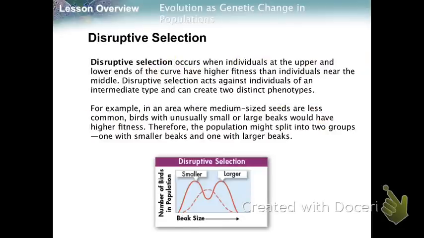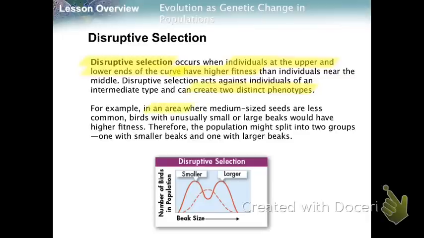Then we have disruptive selection. If you're disrupting something, you're breaking it apart, you're separating it. So this is when the individuals at the ends of the bell curve have higher fitness than individuals in the middle. So what you end up seeing is the creation of two distinct phenotypes that are separate from one another. It acts against that intermediate, that middle ground.